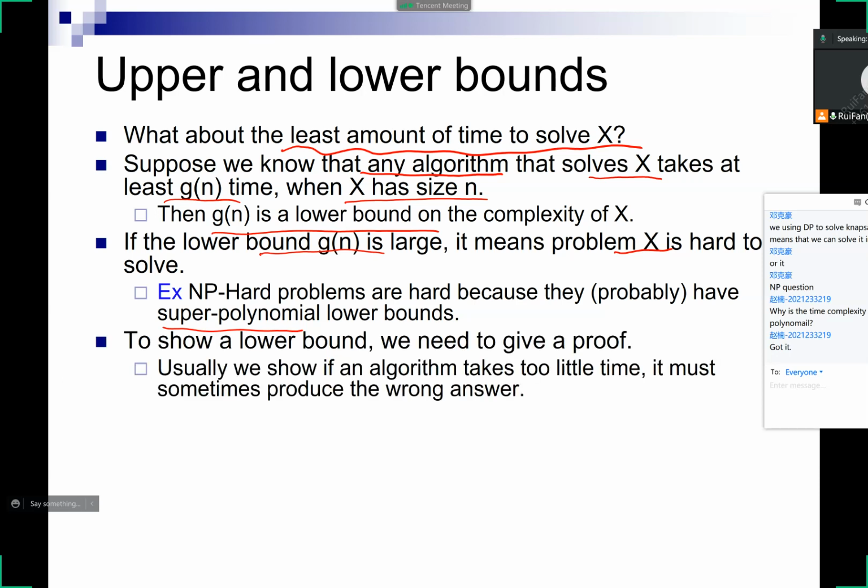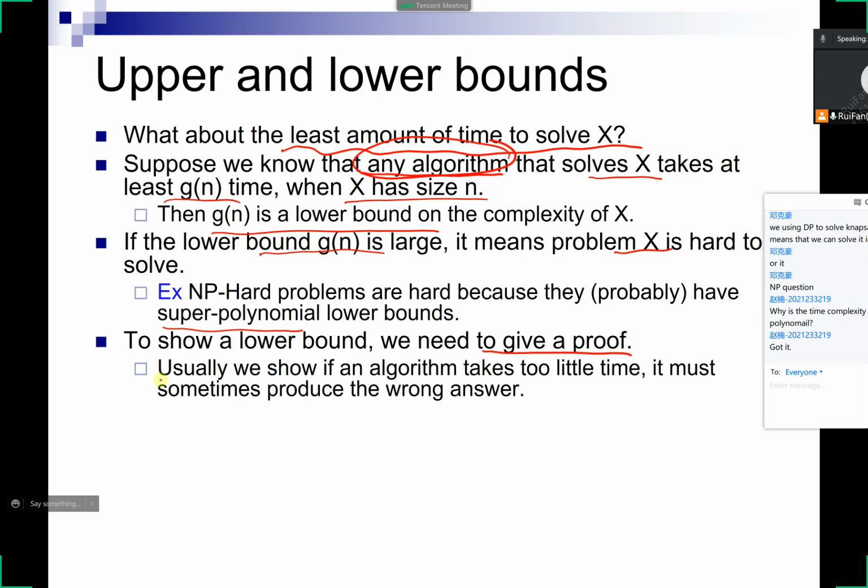However, in order to show a lower bound, you need to show that any algorithm has to take at least g of n time, and there are an infinite number of algorithms. So the only way that you can demonstrate a lower bound is you need to give a proof. You need to somehow prove that all possible algorithms have to take a certain amount of time.